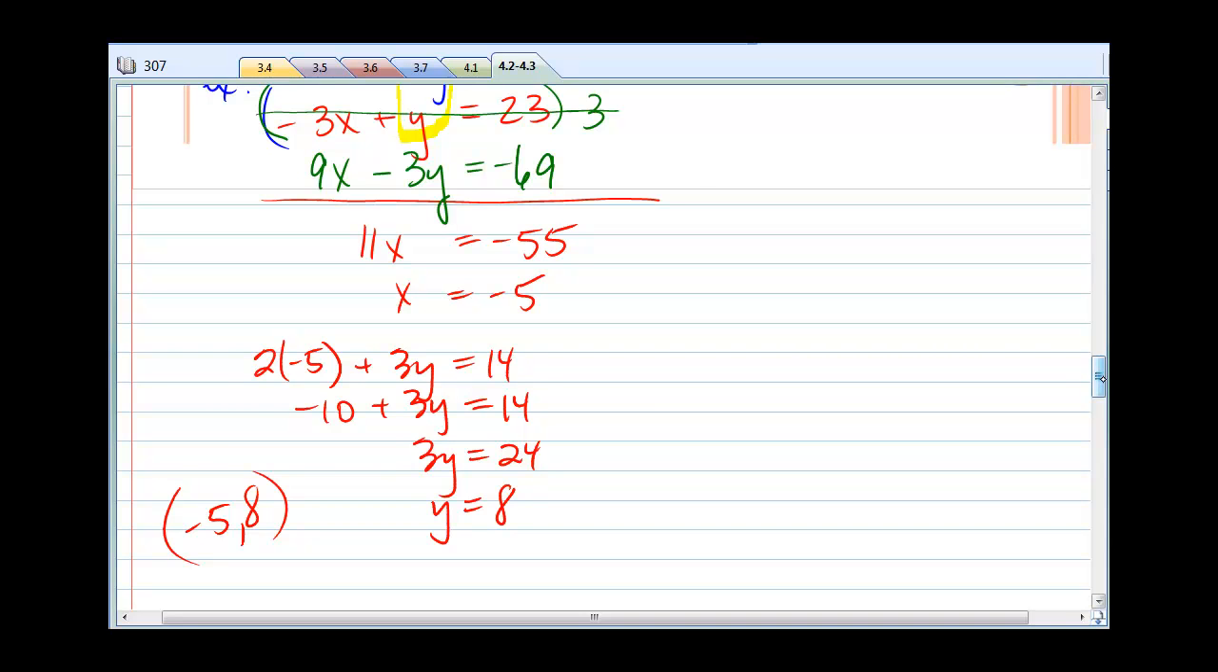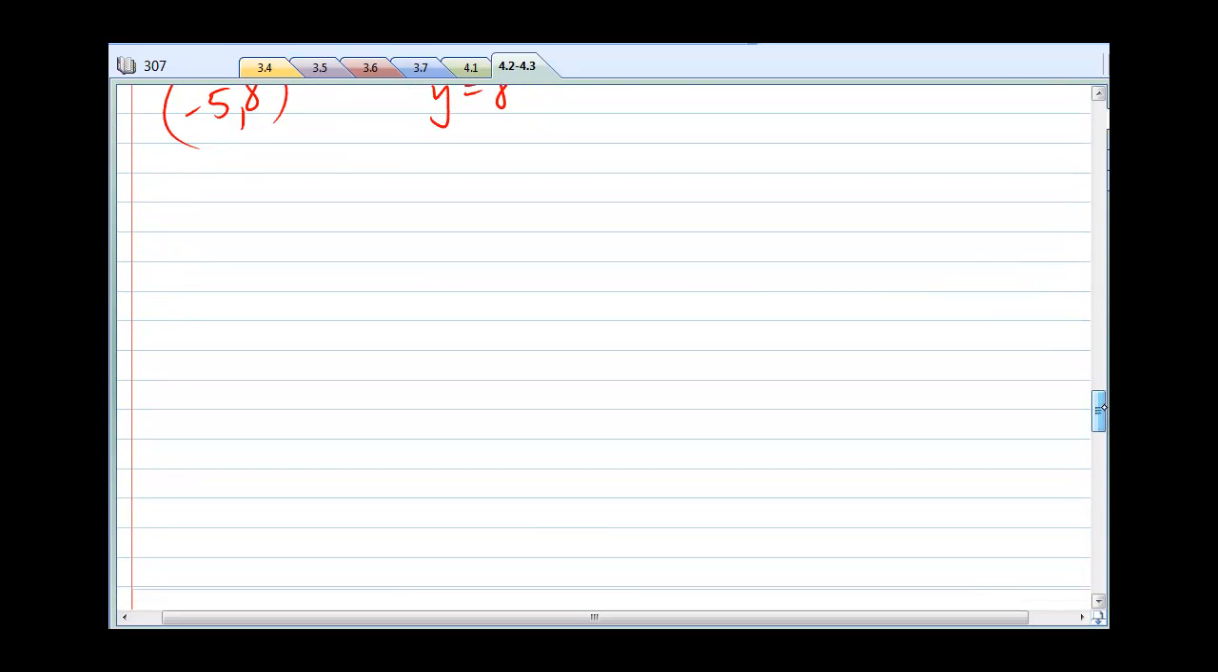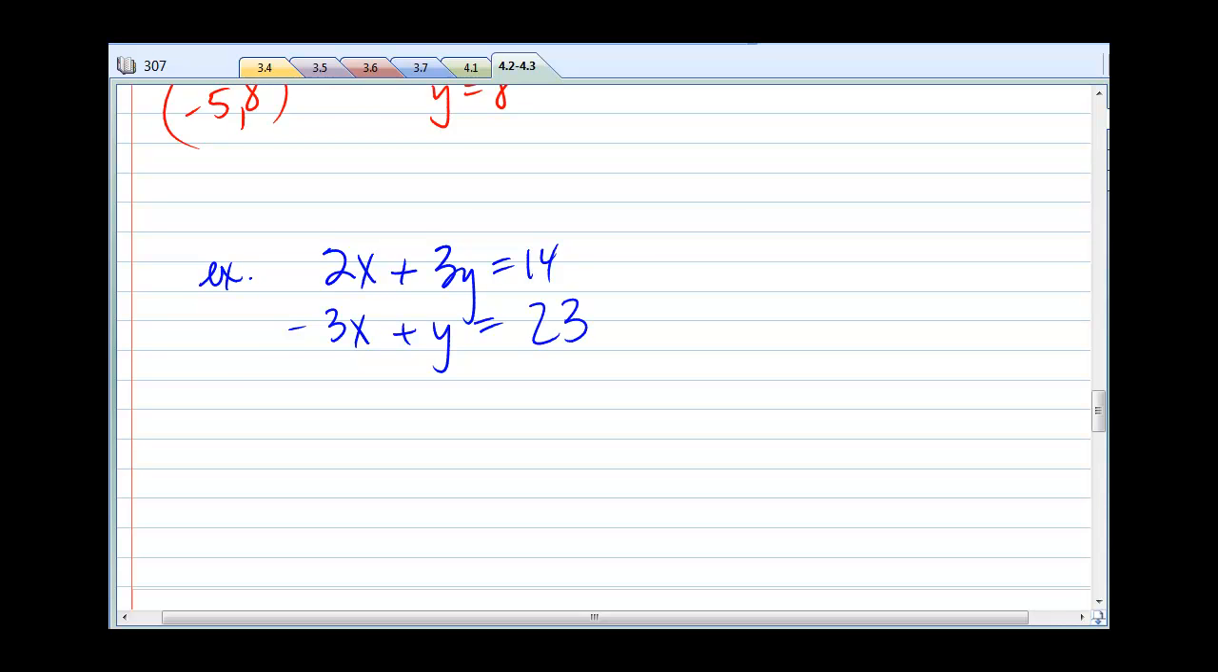But you might be asking yourself, how do I know which variable I want to eliminate? Do I choose the y's or do I choose the x's? So let's rework this system, this time choosing the opposite, and I'll show you what I mean. This time we're going to work the same equations: 2x plus 3y is equal to 14, and negative 3x plus y is equal to 23.